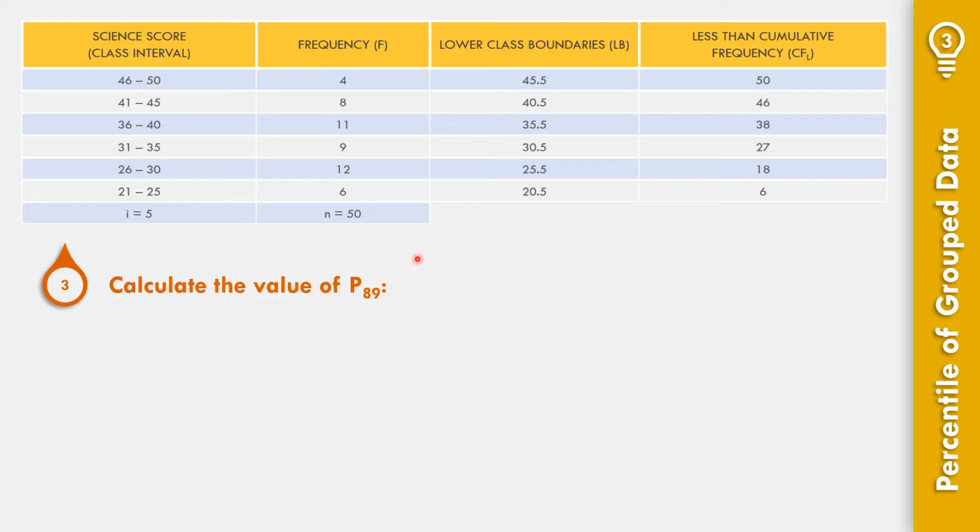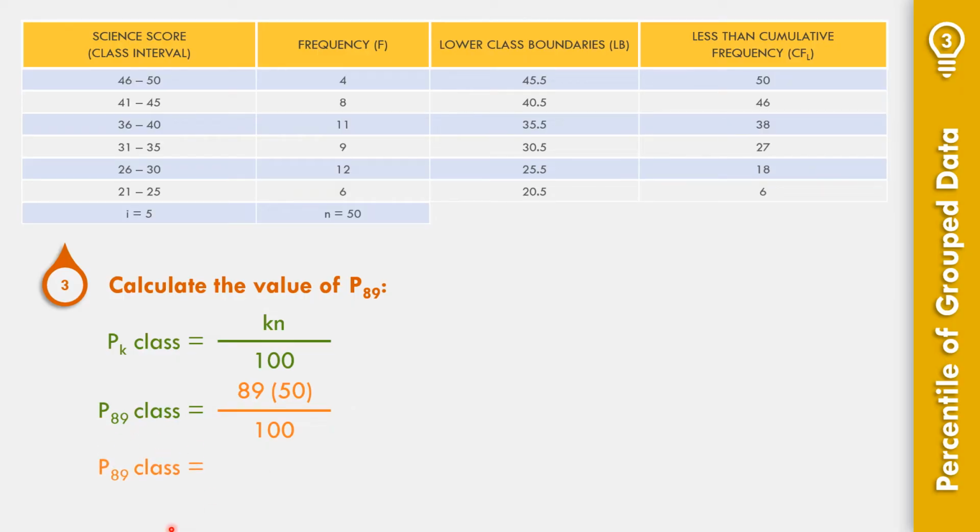So let us calculate now the P sub 89. The formula for the P sub k class to identify the value of observation is k times n all over 100. The value for k is 89. So P sub 89 class is equal to 89 times the total frequency, 50, all over 100. 89 times 50 is 4,450 divided by 100. That is equal to 44.5. So it means the value of the observation is between 38 and 46. So we will choose 46. So that is the P sub 89 class, between the interval 41 to 45.